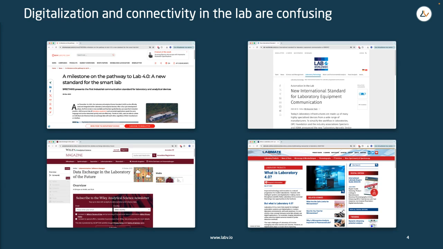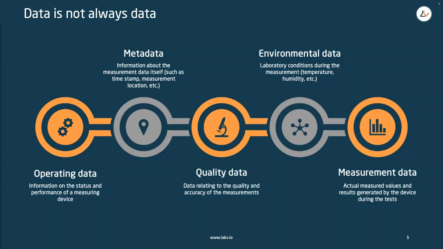We want to try to help to gain an understanding, and to do so, there is a couple of pieces of information that are very important to look at first. First of all, data is not always data. What does it mean? Usually data is divided into two categories: the operating data and the measurement data, which are on the left and on the right side of this picture.